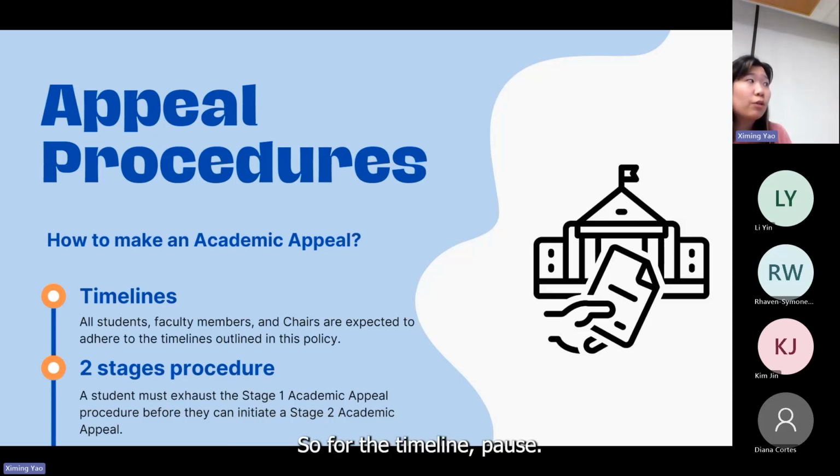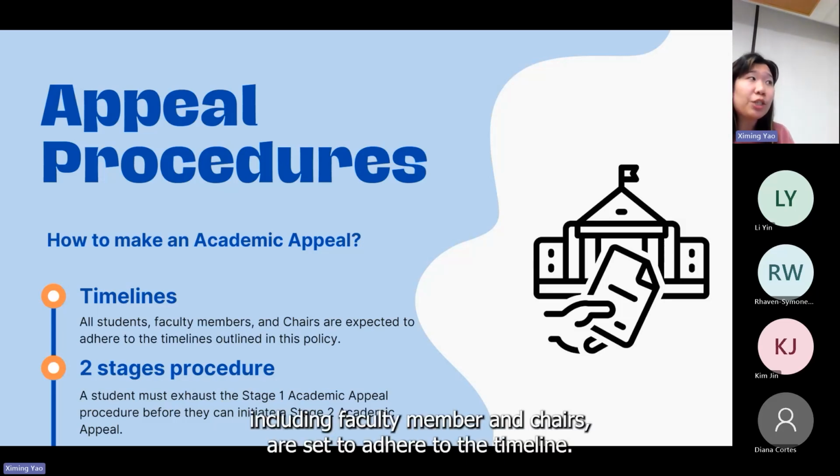So for the timeline part, all students, including faculty members and chairs, are expected to adhere to the timeline.